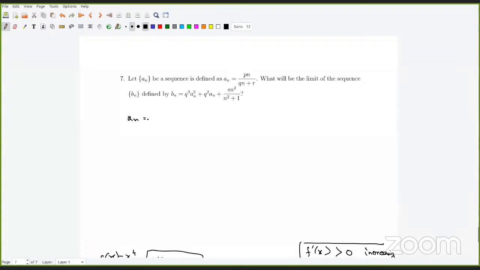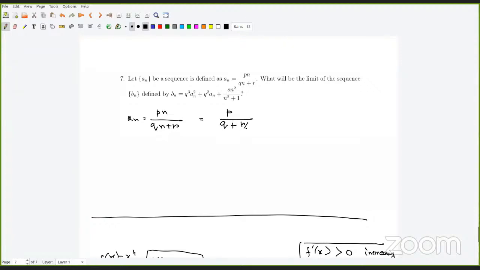So an is Pn by Qn plus R. P by Q. You need to divide by n, and then it is P by Q plus R by n. So if n is infinity, R by n is 0. So P by Q. I mean, if n is tending to infinity, the value of R by n is tending towards 0. Exactly. So therefore, the limit of an is P by Q, right? Okay. Then you have to find the limit of bn.